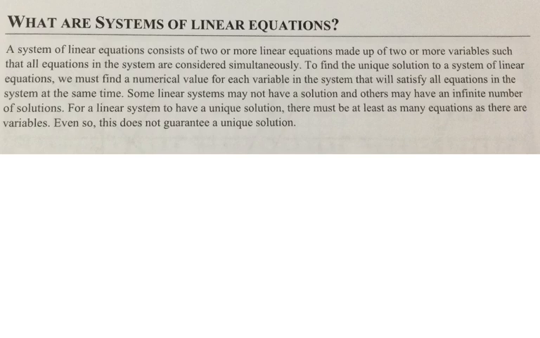To find the unique solution to a system of linear equations, we must find a numerical value for each variable in the system that will satisfy all the equations in the system at the same time. Some linear systems may not have a solution. Others may have an infinite number of solutions. For a linear system to have a unique solution, there must be at least as many equations as there are variables. Even so, this does not guarantee a unique solution.